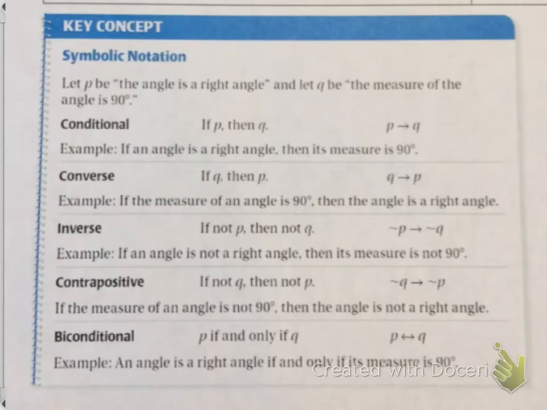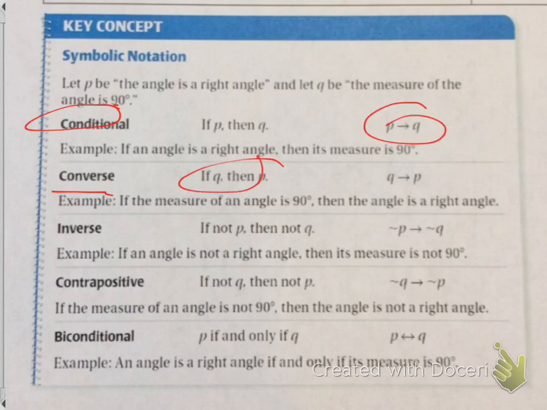So the last page here just reminds you what the symbols mean and shows you how to remember that. So a conditional statement is if P then Q. It's like this with symbols. Converse statement is if Q then P. It's like this with symbols. It's just a cheat sheet to remind you which one is asking you to do.